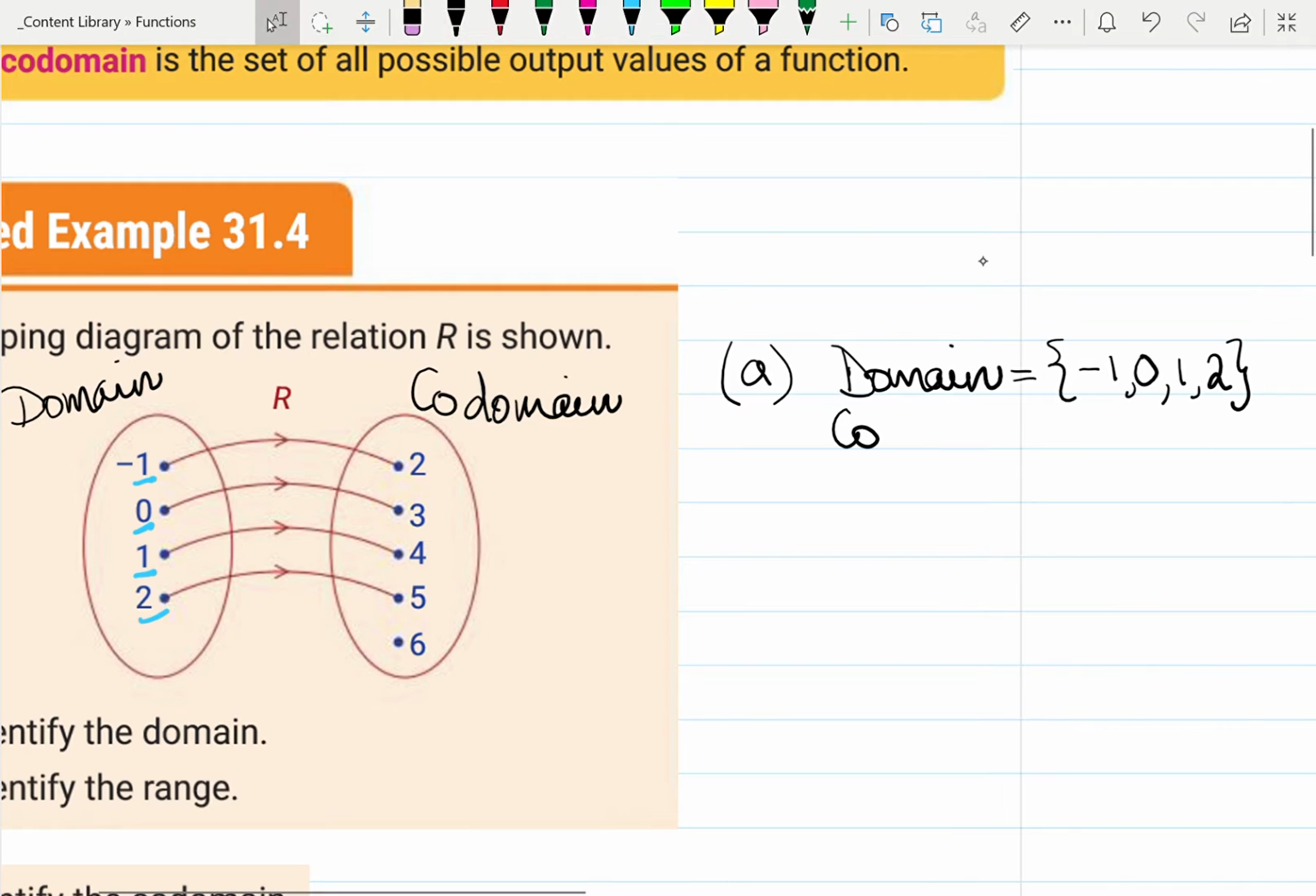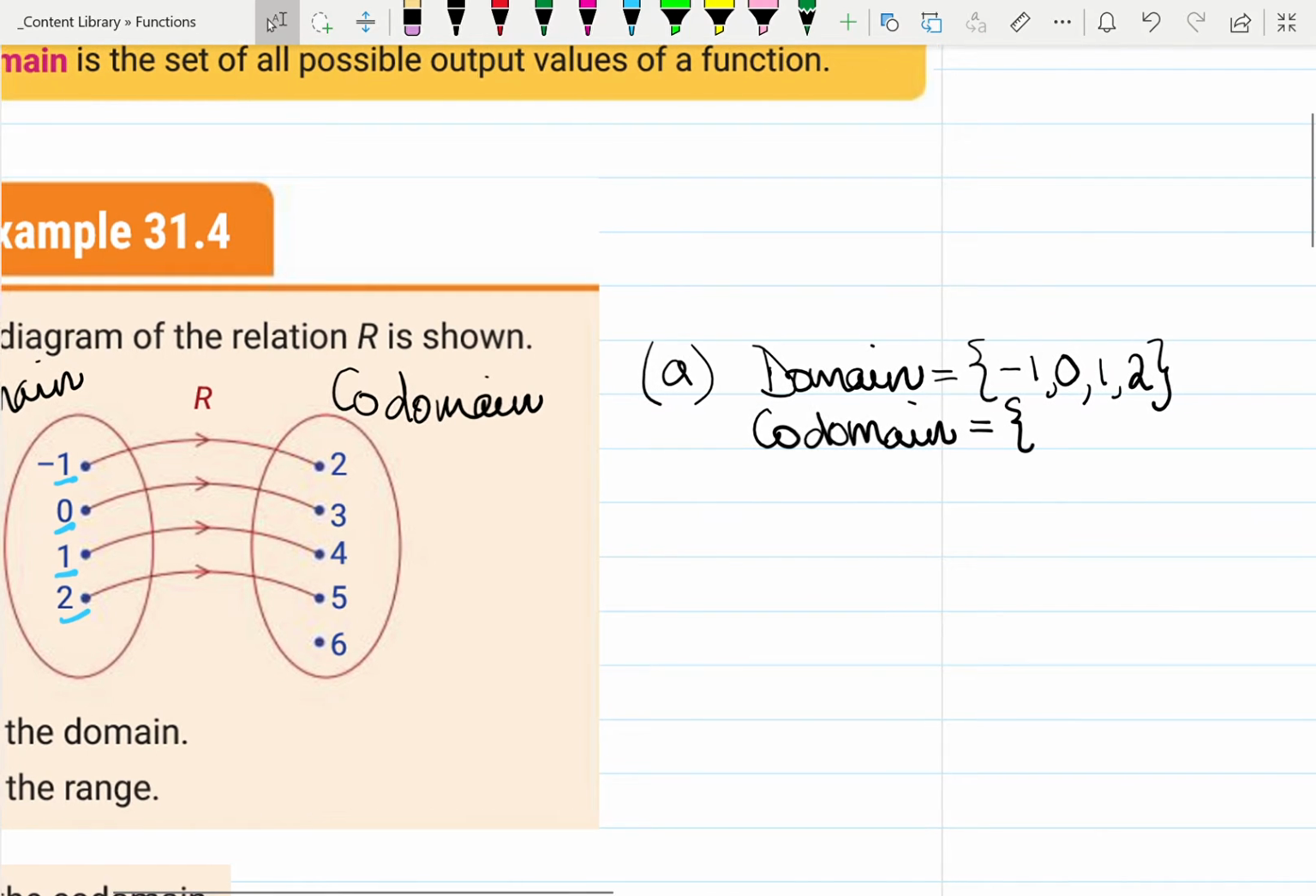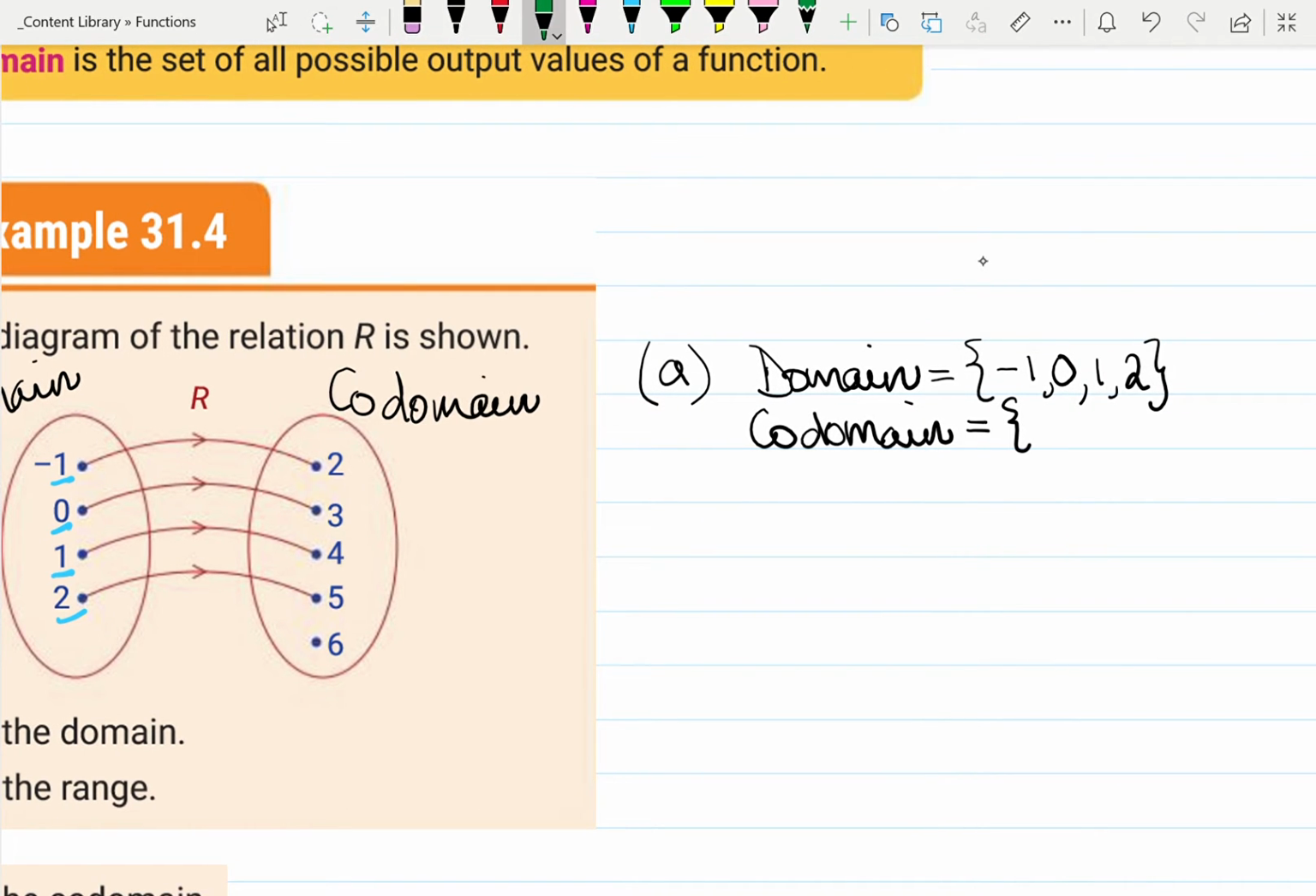Then we're asked for the codomain. And again, we're just listing out the codomain elements right from the diagram. So 2, 3, 4, 5, and 6. And I list them in my sets, 2, 3, 4, 5, and 6. Because it's a set, a group of objects, I'm using my set brackets. That's really important. You have to include them.